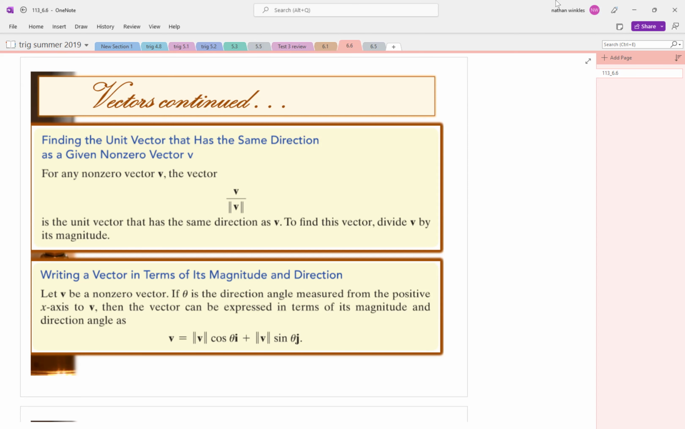So if we want to write a vector in terms of its magnitude and direction, let v be a non-zero vector. If theta is the direction angle measured from the positive x-axis to v, then the vector can be expressed in terms of its magnitude and direction angle as v equals magnitude of v cosine theta times i plus magnitude of v times sine of theta times j.